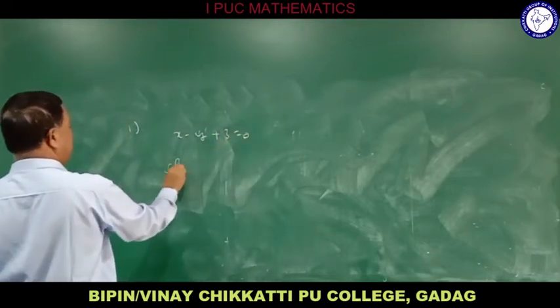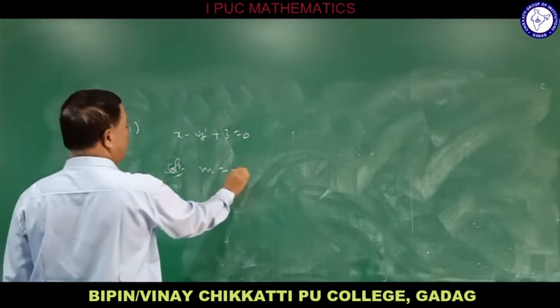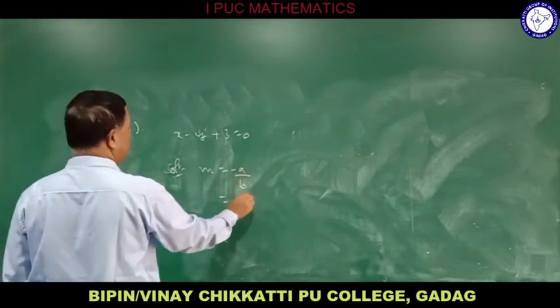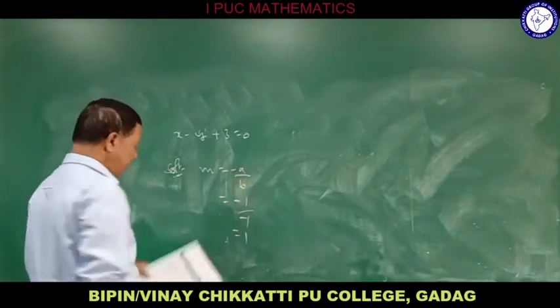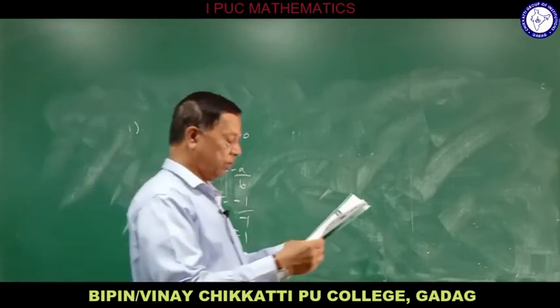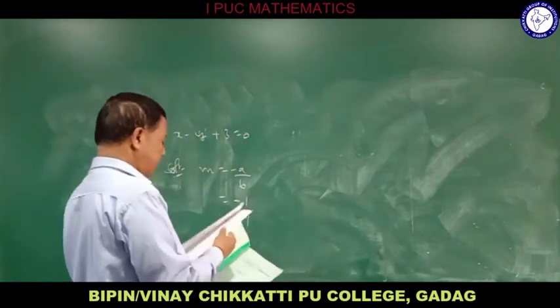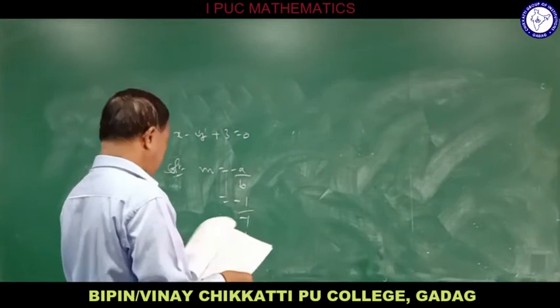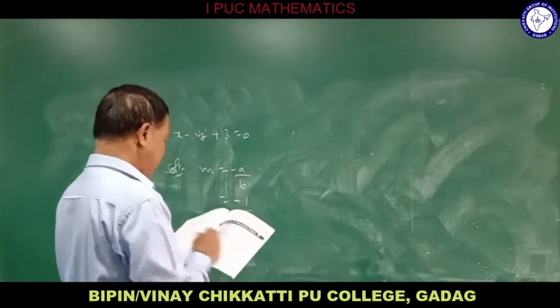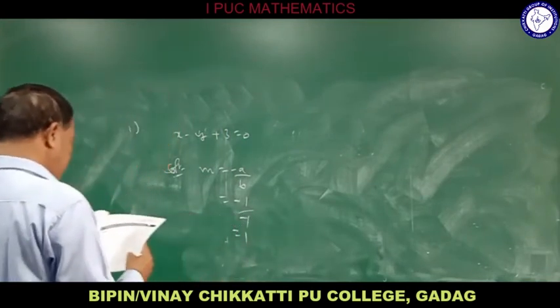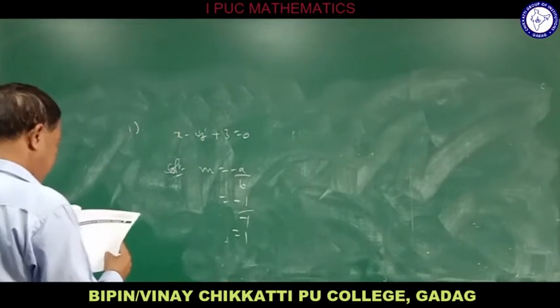What is the answer? Slope of this line is m is equal to minus a by b minus 1. And what is the slope here? Slope of this line is 1, you can say. So the answer is given here, and accordingly the answer is how much here you have to see. Slope is given by 1.